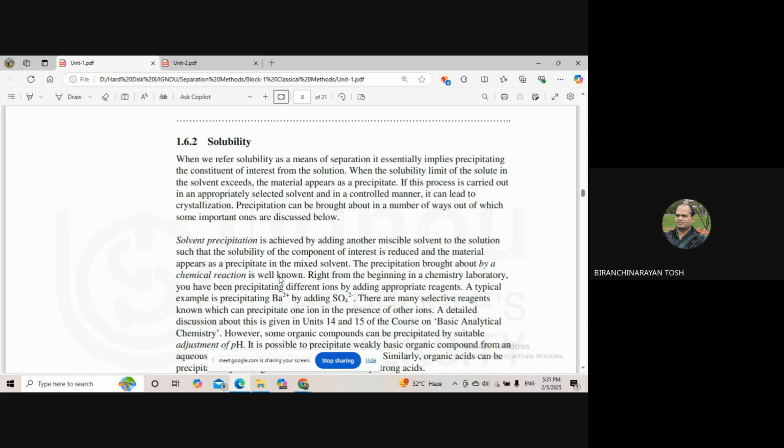So when you decrease the temperature, ultimately it will form a supersaturated solution. By decreasing the temperature, whatever extra amount of solute has gone into solution will come out, and that will be in its purest form. The impurity will remain in the solution. So depending upon the solubility at a particular temperature, we can separate the components.